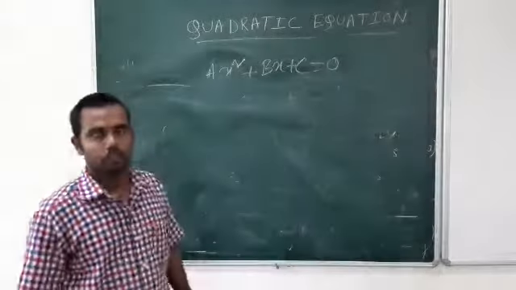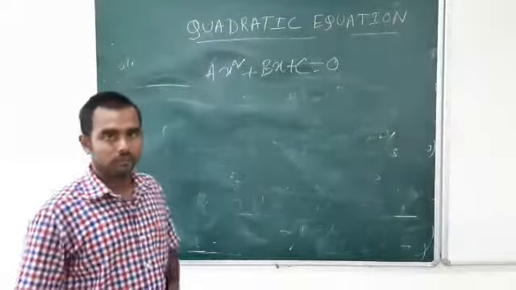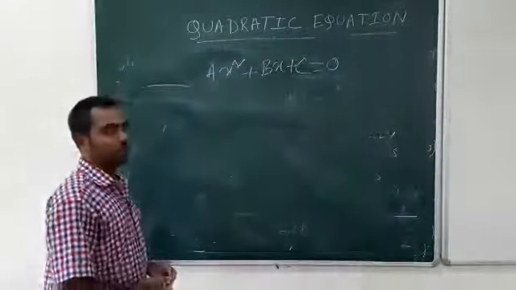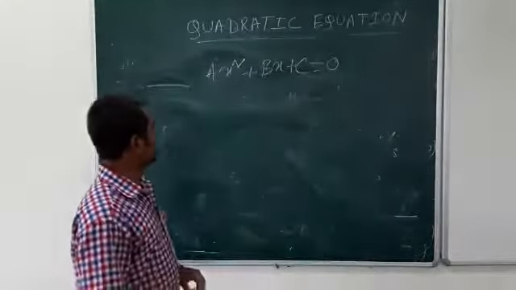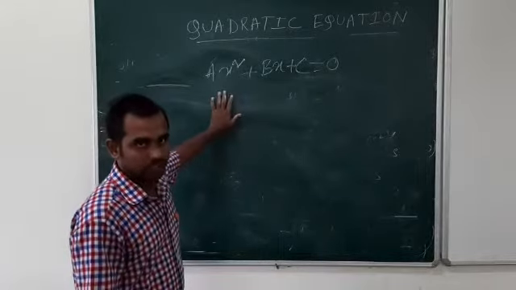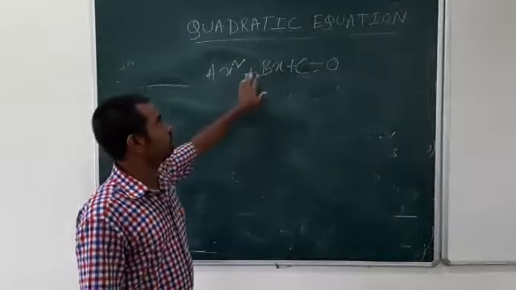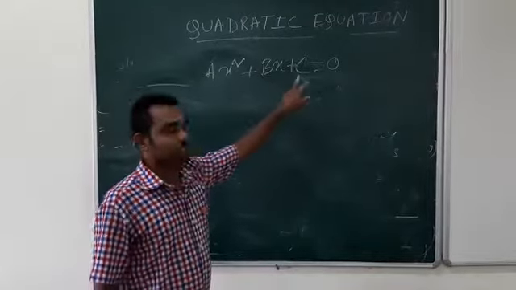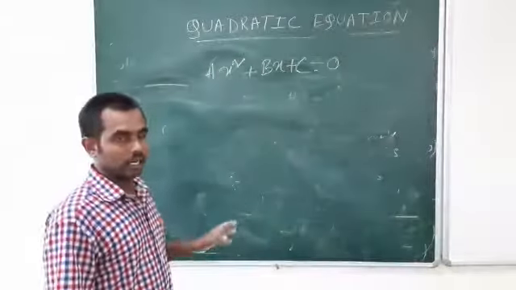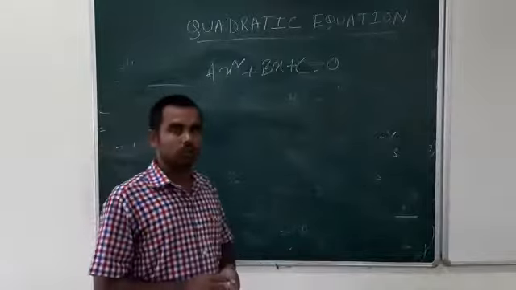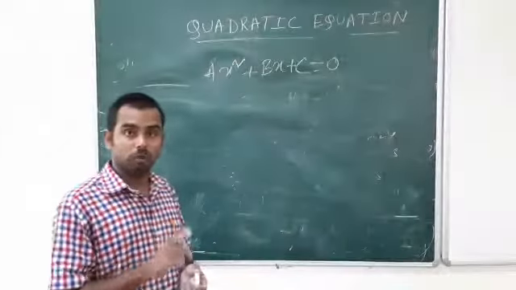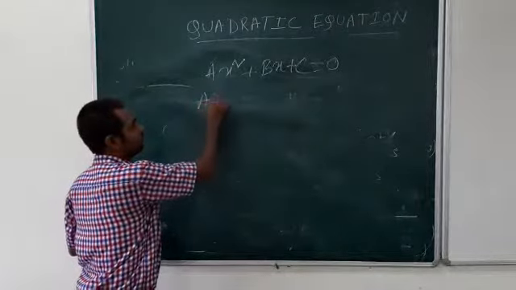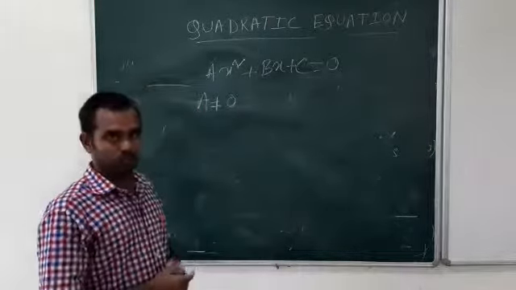Hello students, today I will discuss quadratic equations. So what is a quadratic equation? If an algebraic equation contains this form, ax square plus bx plus c is equal to 0, this type of equation is known as a quadratic equation if the coefficient of x square is not equal to 0.